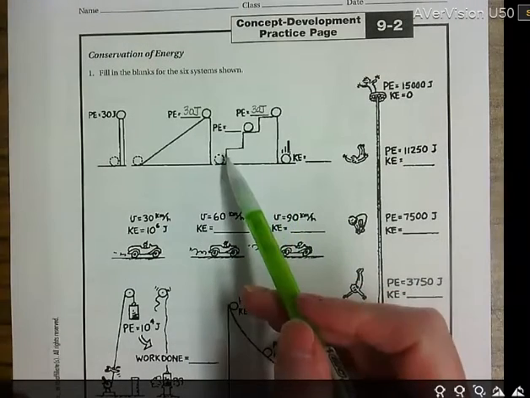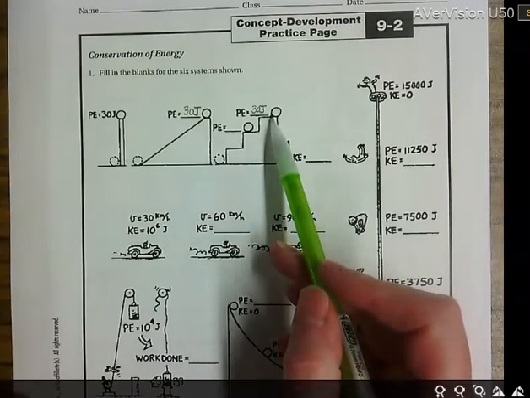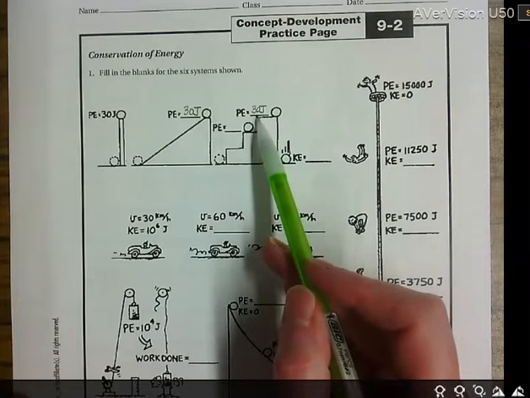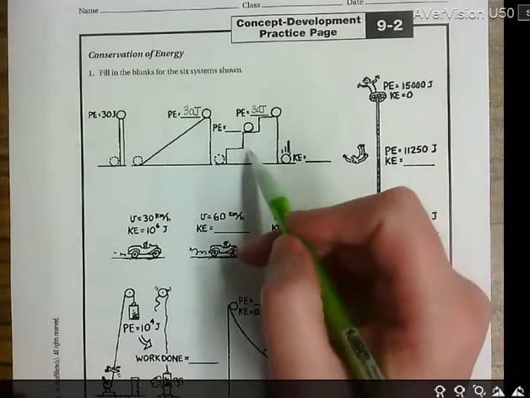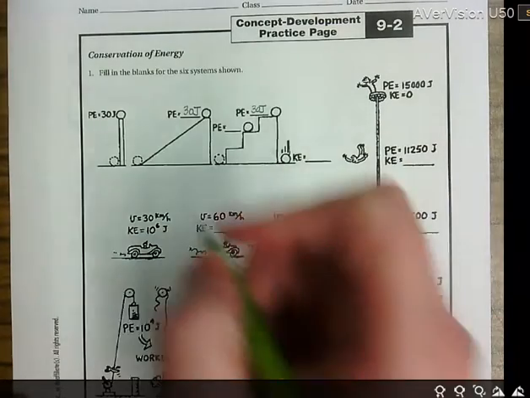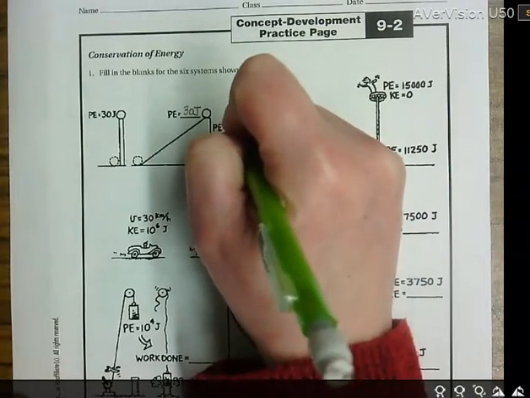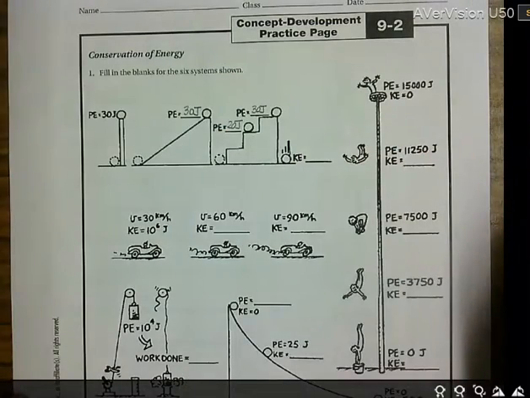Now, we see that it's steps to get here. So it's kind of taking this 30 joules and there's 3 steps. So each step requires 10 joules of energy to lift. So based on that idea, because this ball's on the second step, the potential energy here is 20 joules.